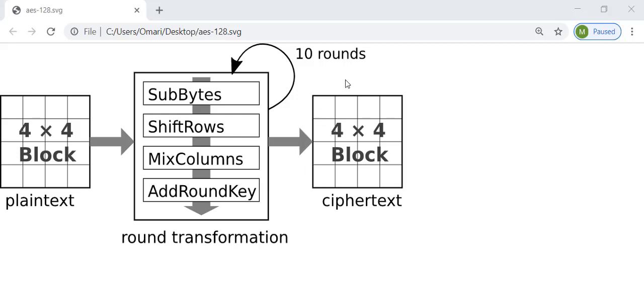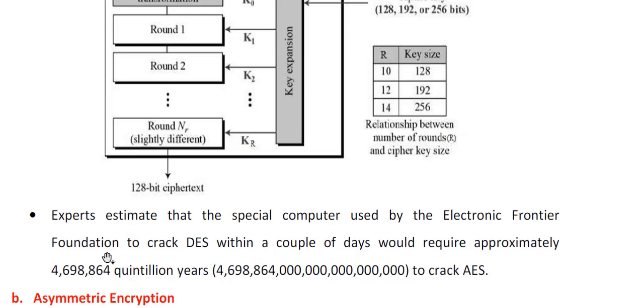So in order to test the security of AES, the experts estimate that the Electronic Frontier Foundation computer that was used to crack the DES in 56 hours would require approximately this number of years in order to crack the AES, which means that the AES is more secure than the DES.